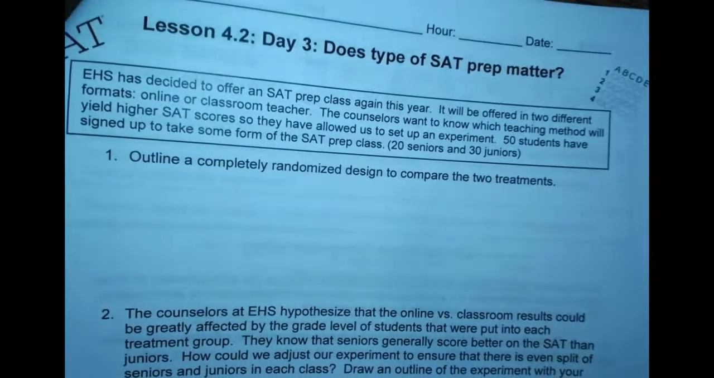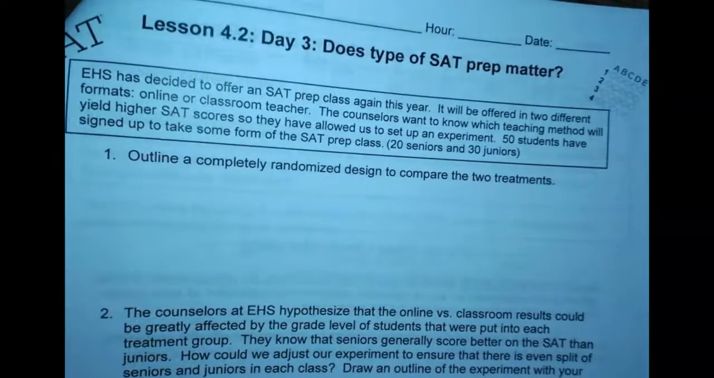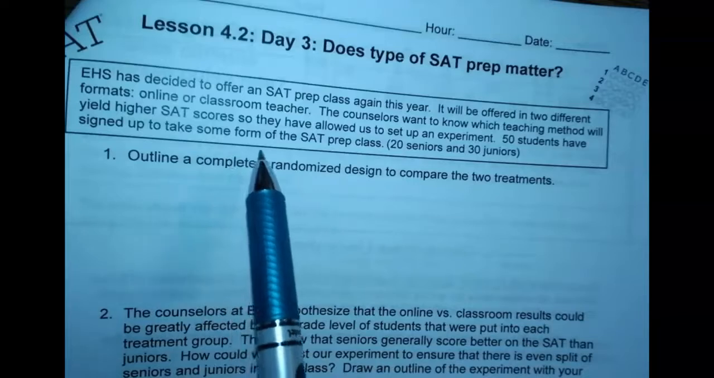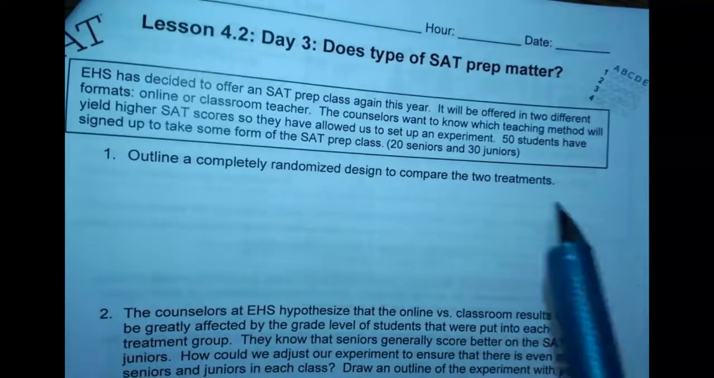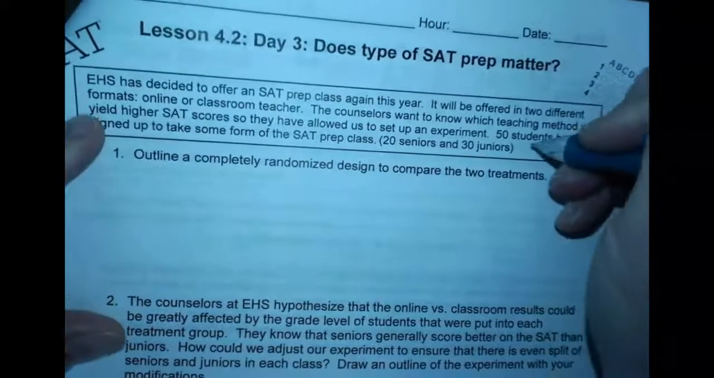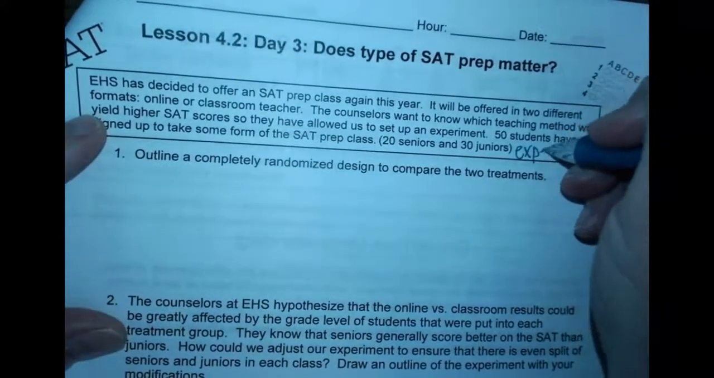the other day about the SAT prep matter. So EHS has decided to offer an SAT prep class again this year. It will be offered in two different formats, online or classroom teacher. The counselors want to know which teaching method will yield higher SAT scores, so they have allowed us to set up an experiment. 50 students have signed up to take some form of the SAT prep class. So we have 20 seniors and 30 juniors. So these are our experimental units. These are who we're going to be talking about.